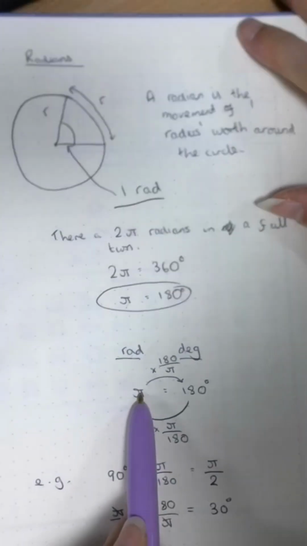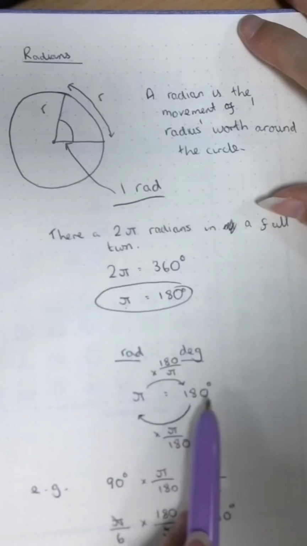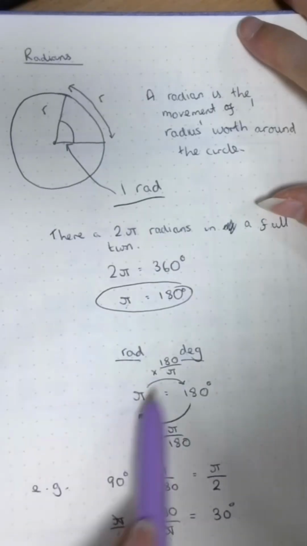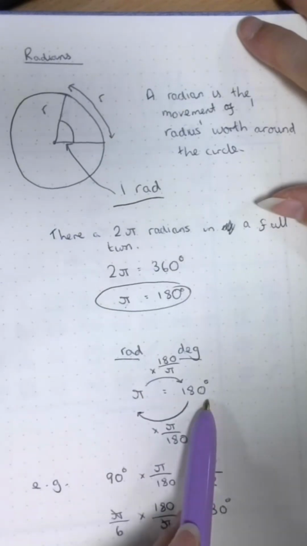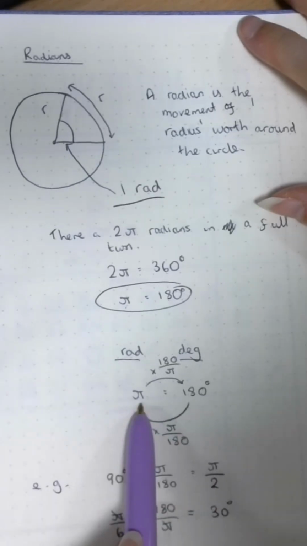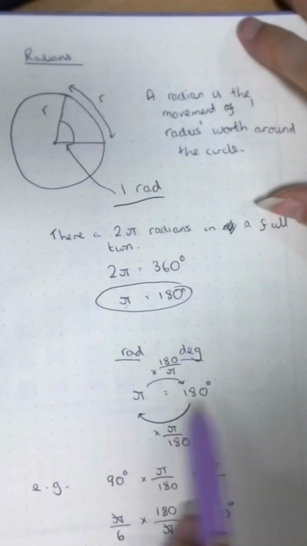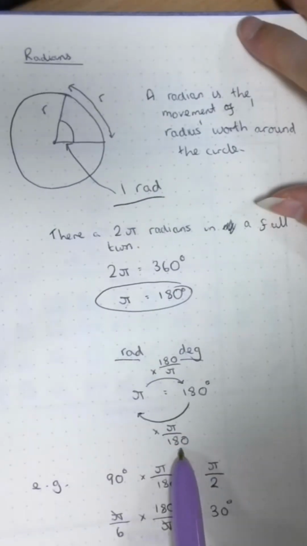So to convert pi to 180 degrees, I'm going to have to multiply by 180, because I want 180 there, and I'm going to have to divide by the pi to get rid of it. And then if we go the other way, 180 degrees to pi radians, I'm going to have to multiply by pi, because I want a pi there, and I'm going to have to divide by 180.